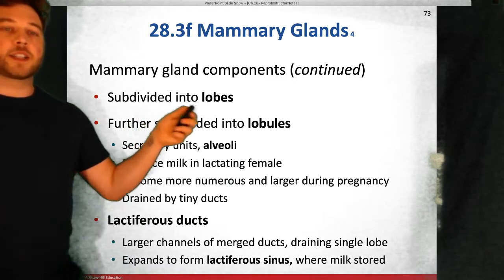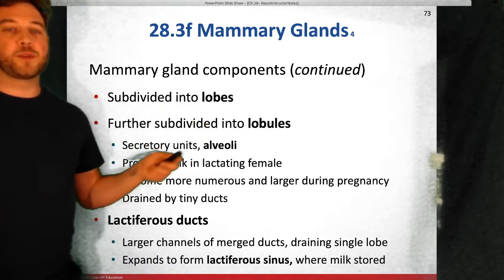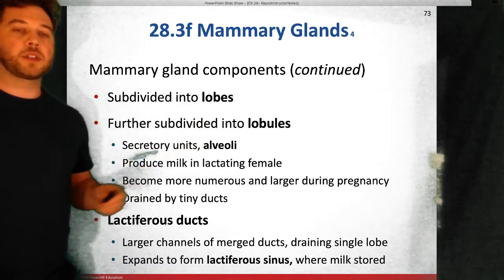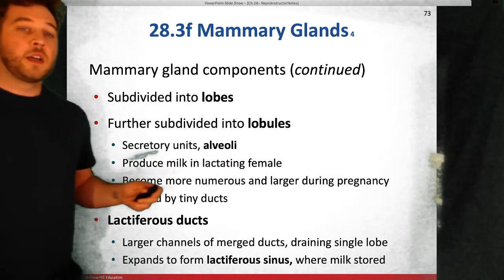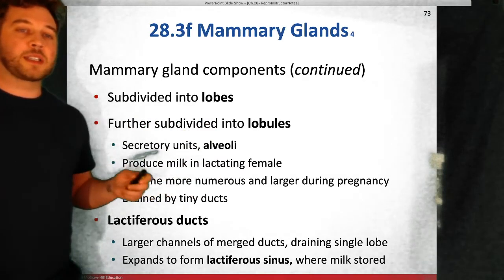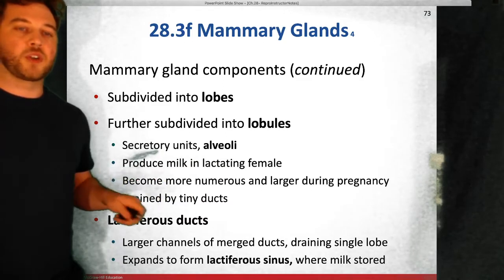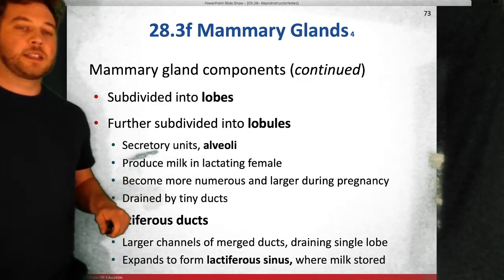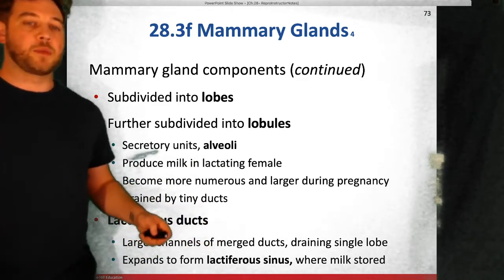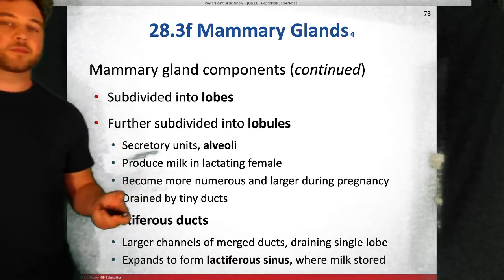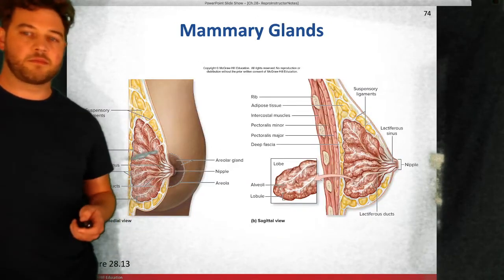You can divide the glands into lobes, further divided into lobules with alveoli, producing milk in a lactating female. They become more numerous and larger in pregnancy. They're drained by lactiferous ducts, which expand to form sinuses where the milk becomes stored. Fairly straightforward.